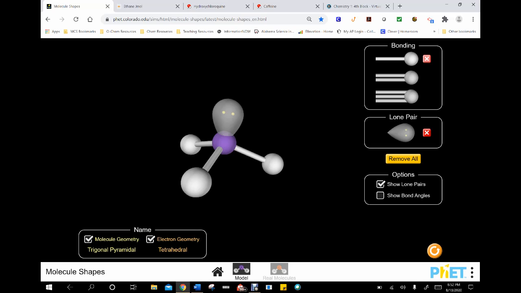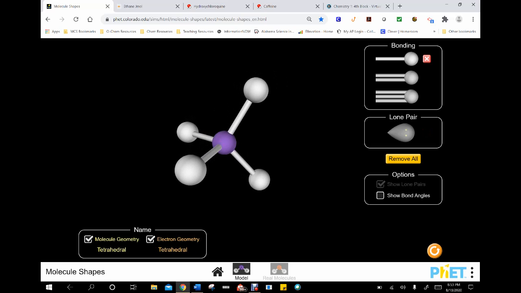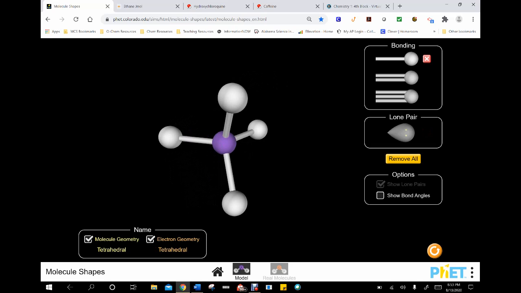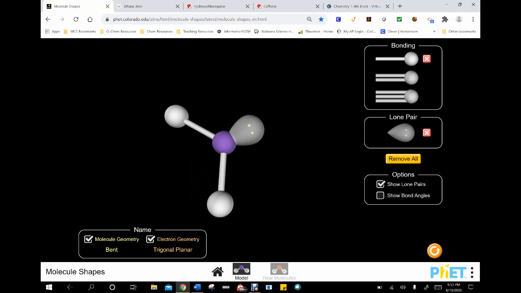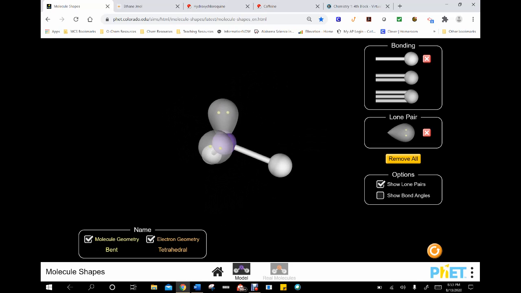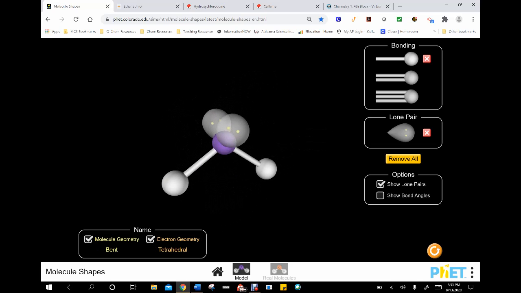And then we could, if we wanted to, take off a lone pair and go back to just 4 bonds. And as long as there's no lone pair, both electronically and molecularly, it's going to be tetrahedral. If I replace 2 of the bonds with 2 lone pairs, that gets me back to my water molecule. Electronically, it still has 4 regions, which is why the electronic geometry is tetrahedral. But molecularly, those lone pairs repel the bonds, pushing them down into a V shape.